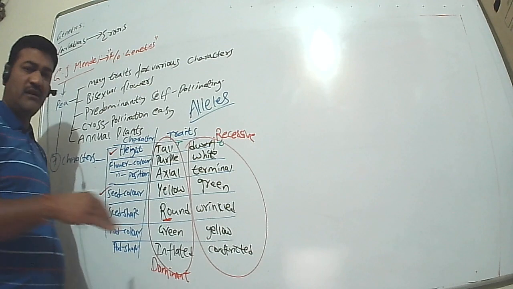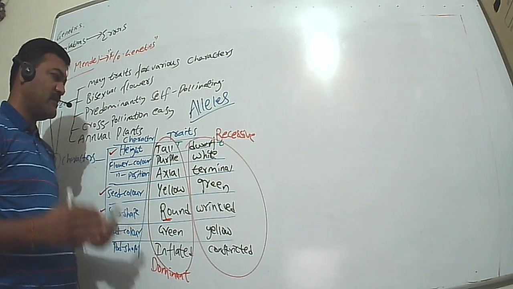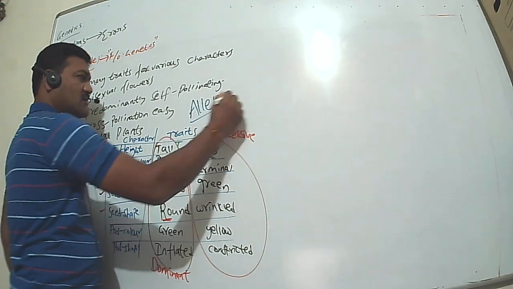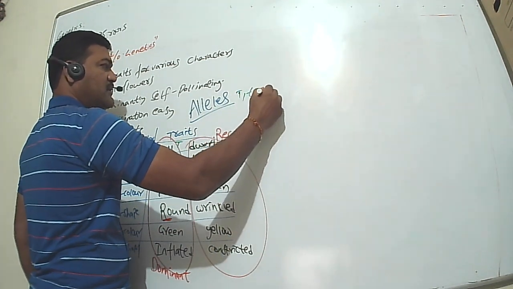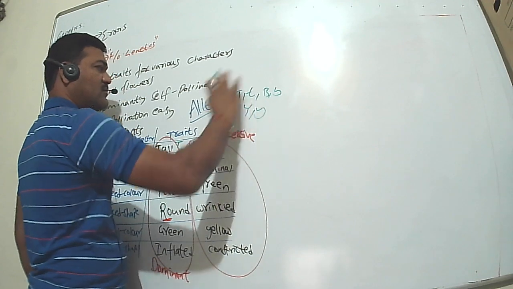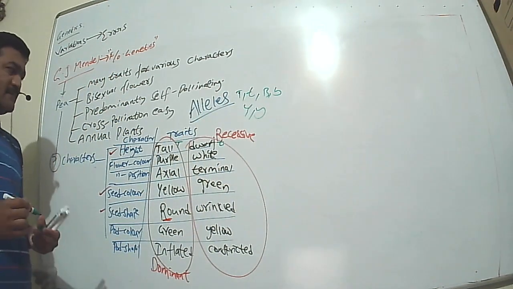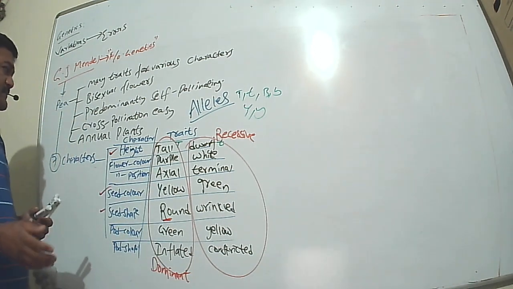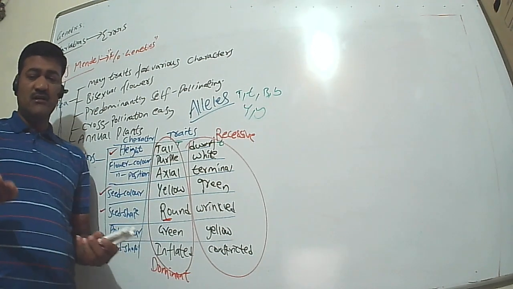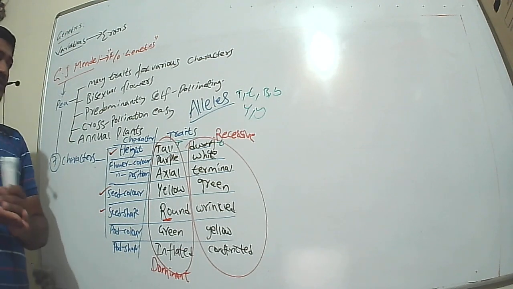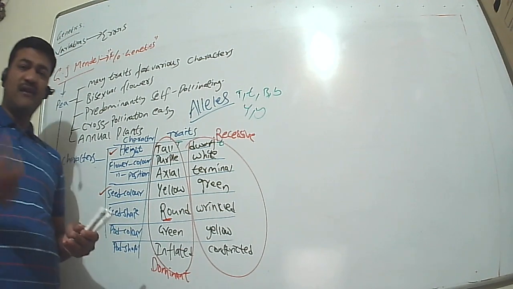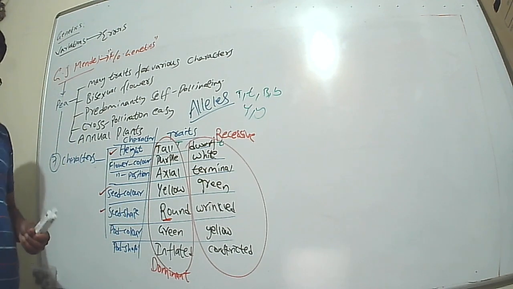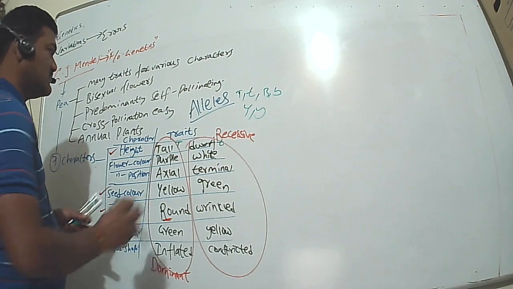You can take not only T, you can take X, or O, or M, or any alphabet. For simplicity, I take T and small t. So these TT, or BB, or YY, all these are called alleles, the genes. So the genes which control the traits are called alleles. And before, in the Mendelian period, Mendel called these alleles or genes as factors. Factors, okay? But later they were called alleles.